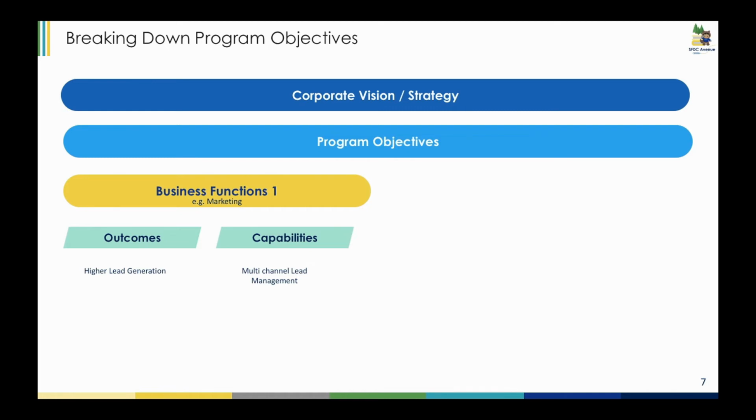So for, let's say, the marketing business function, they are trying to enable multi-channel lead management. So there will be various capabilities like that the customer might be interested in enabling. So we should take note of all those capabilities, all those outcomes, then draft our response.